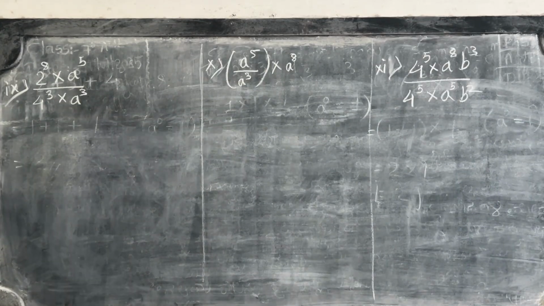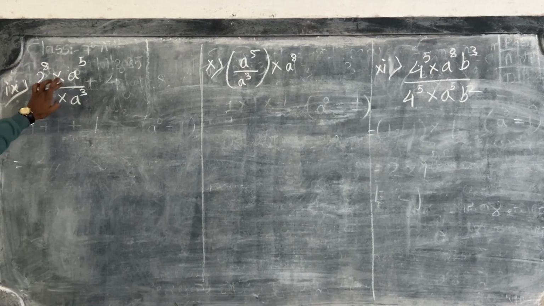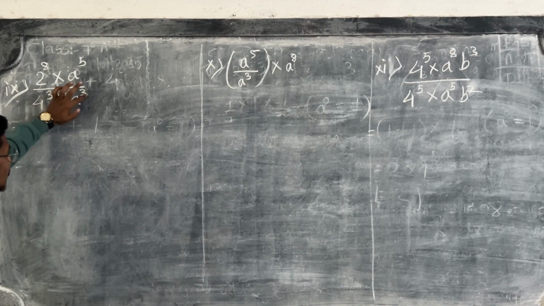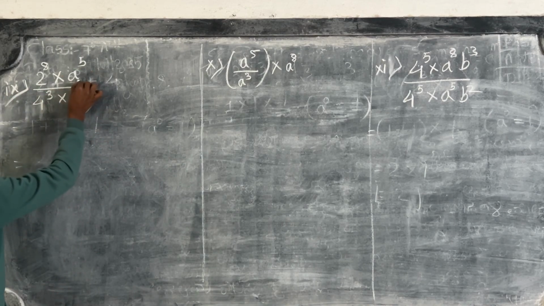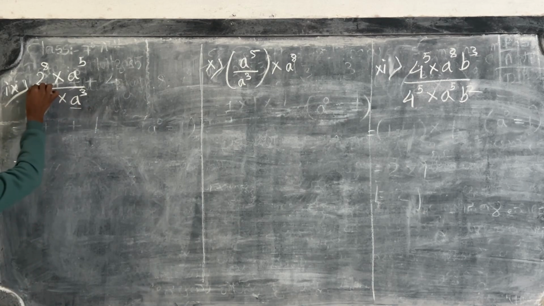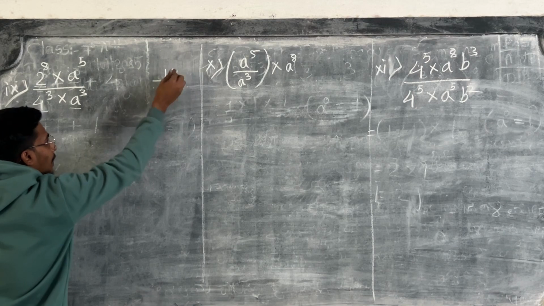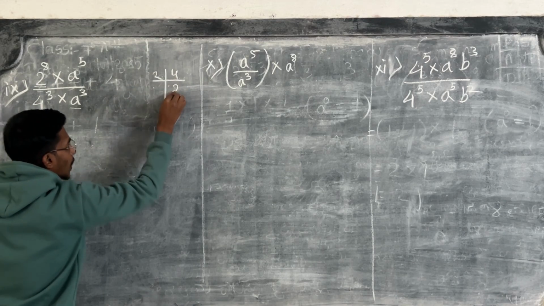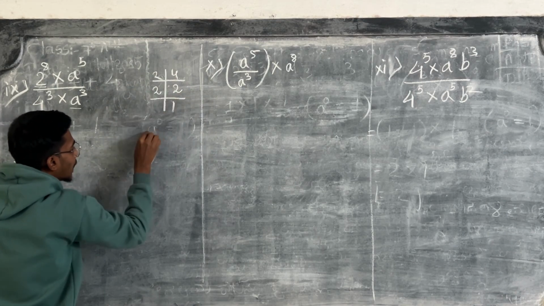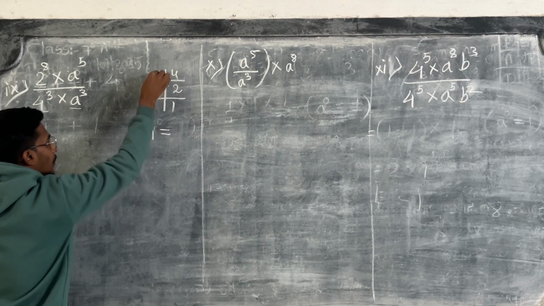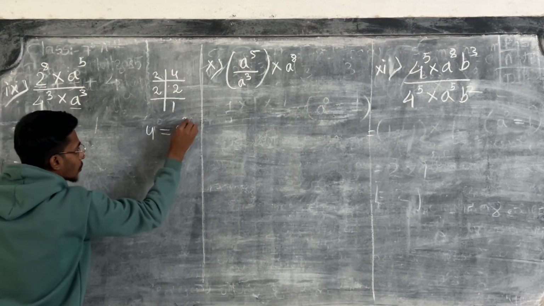So come to the next question. In this question you can see in numerator what is there? 2 to the power 8 into a to the power 5. In denominator 4 to the power 3 into a to the power 3. So you can see in this both term base is same, but in this two term base is not same. But we can convert this 4 into 2 by using prime factorization method. We have to find the factors of 4. It is even number, so it is divisible by 2. 2 2s are 4, again 2 1s are 2. In the place of 4, I can write 2 into 2, that means 2 square.